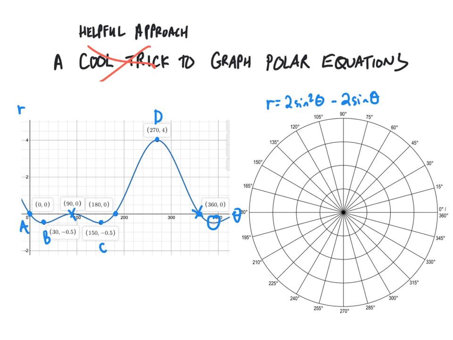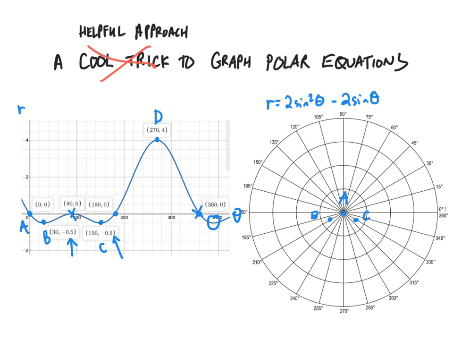Well, okay, so if I start with point A, it would go right here at the pole, and then point B, I see I've got a negative radius again. So that would be 30 degrees and negative 1/2 with quadrant 3 because it's measured from the negative x-axis. So there's point B. Point C would be another negative radius, 150 degrees measured from the negative x-axis. So that would be over here.